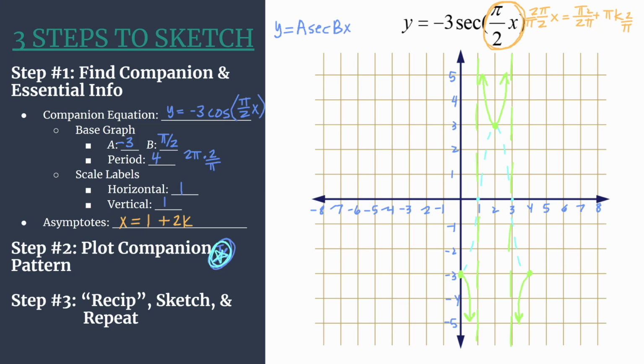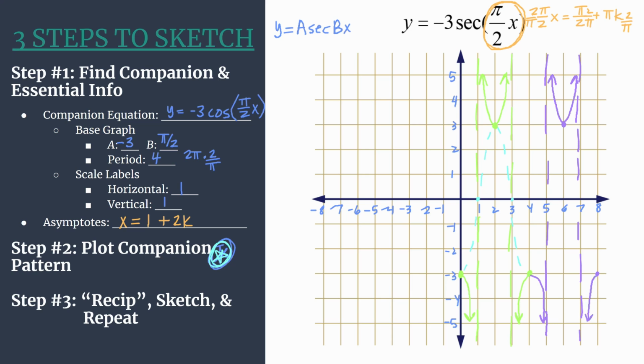Now we can repeat this for as many cycles as we need, so we'll just keep going for as much space as we have. So we can finish out this curve here. And we know we have another vertical asymptote. Check back with your asymptotes equation. This will be the asymptote when k is 2. We have another curve that has a local minimum here. Another asymptote that happens when k is 3. And another partial curve there.